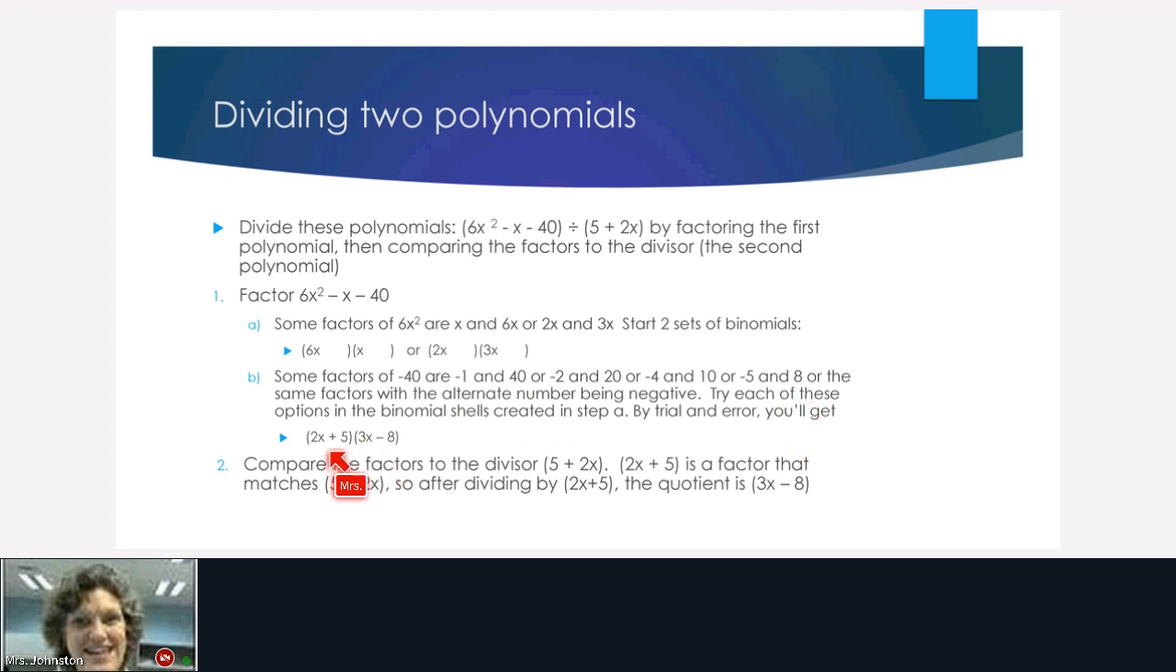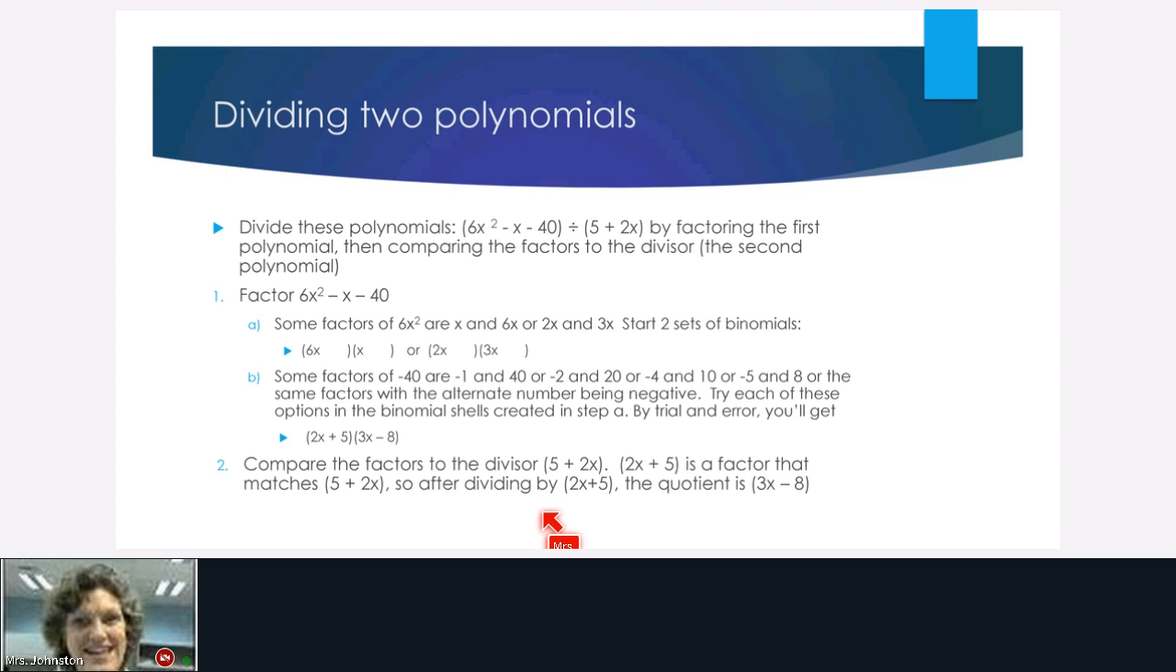By trial and error, I'm going to end up with 5 and negative 8. Because when I combine it with my 2x and 3x, 2x times 3x is 6x squared. My outside terms are negative 8 times 2x, which is negative 16x. Adding that to my inside terms of 15x results in negative x. And then finally, my 5 times my negative 8 is negative 40.